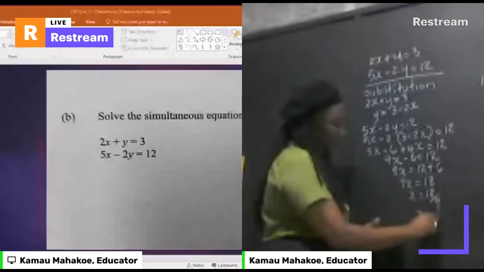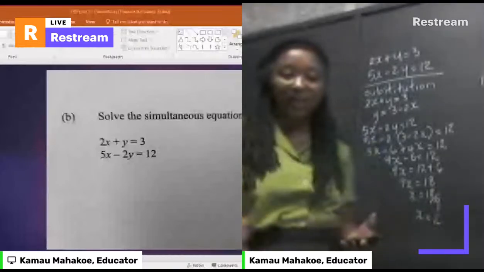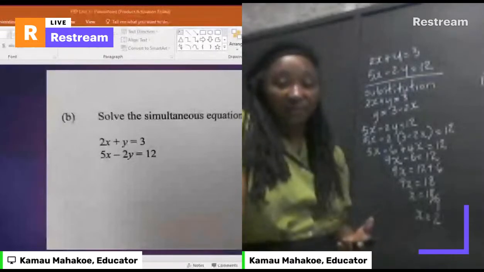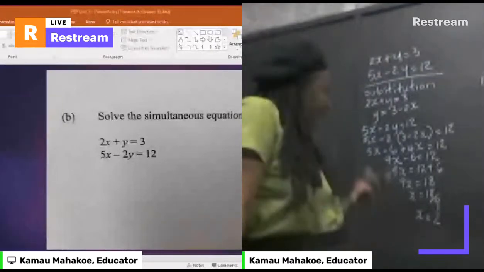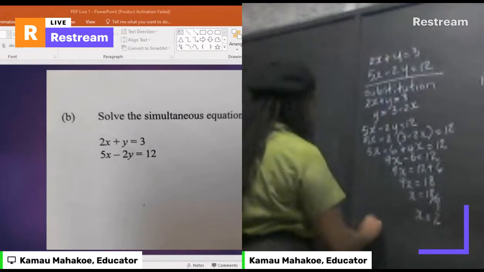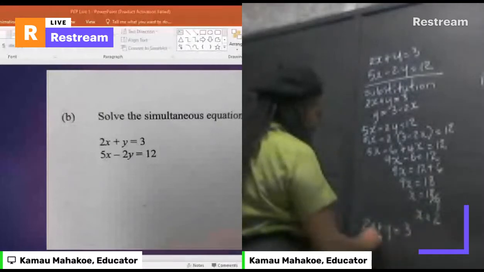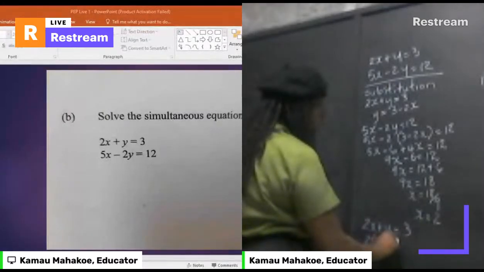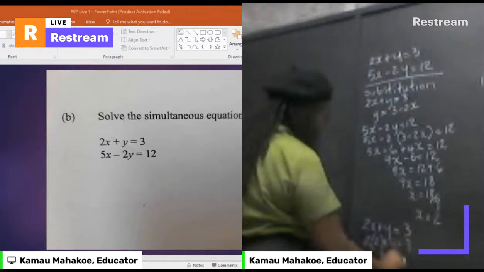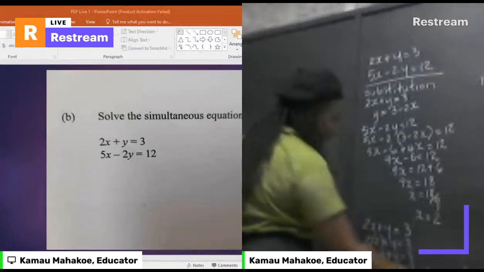But we're not done yet because in simultaneous equations, we need to find both variables, okay? We have found x, so we need to put this value of x in this equation to find what y is. Since x is 2, 2 times 2 is 4. So y is 3 minus 4, which is negative 1.